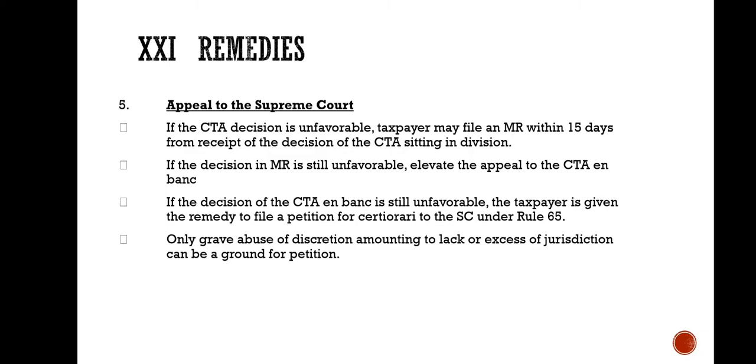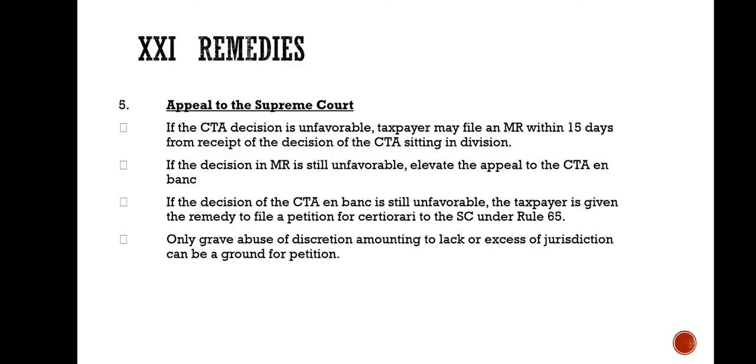So, if the CTA's decision is unfavorable, the taxpayer may file an MR or a motion for reconsideration within 15 days from receipt of the decision of the Court of Tax Appeals sitting in division. So, if the decision in the motion for reconsideration is still unfavorable, pag talagang minamalas ka nga naman, di ba? You have to elevate the appeal to the Court of Tax Appeals en banc.